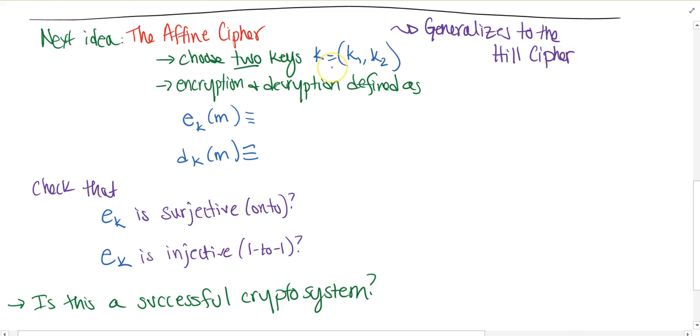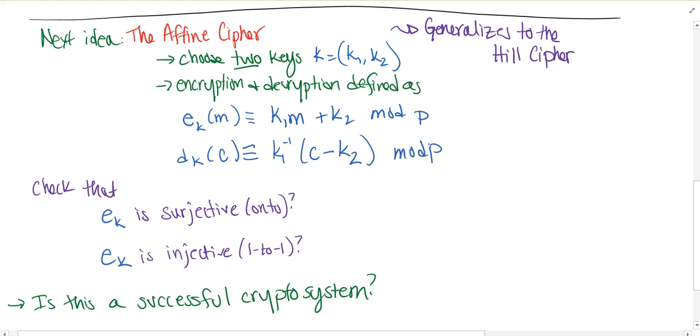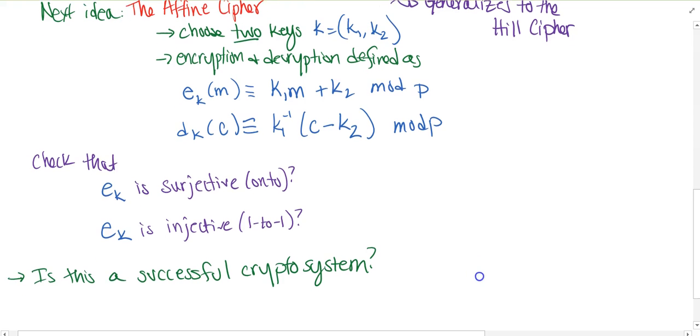But the idea here is you pick 2 keys, K1 and K2. Again, the space hasn't changed at all. And what we define encryption as is that we take the message and multiply by K1 and add K2, and then we do the whole thing mod P. So there's a little bit of a Caesar shift in here too. And then similarly, we would decrypt by thinking about undoing the order of operations. We would take the ciphertext, that should actually be C, and we would do C minus K2 first, and then K1 inverse, and then mod P, of course. And that would get us back to the plaintext.